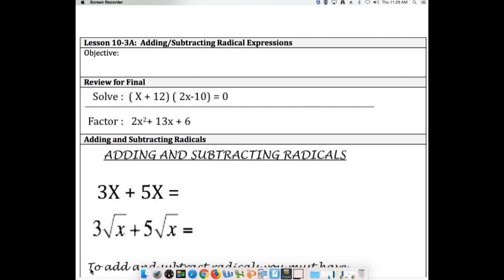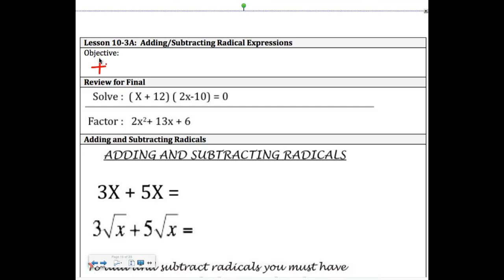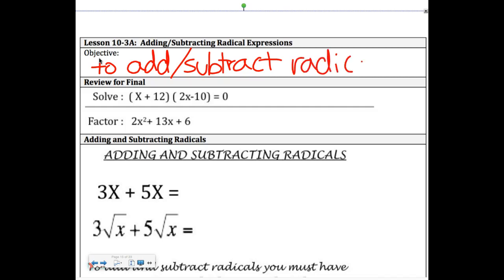Today we are going to add and subtract radical expressions. So we're going to add and subtract radicals. All of our rules about simplifying our square roots come back into play today. We won't have any multiplying and dividing because we will be adding and subtracting, but we will have to simplify. So we will need to know our perfect squares again.